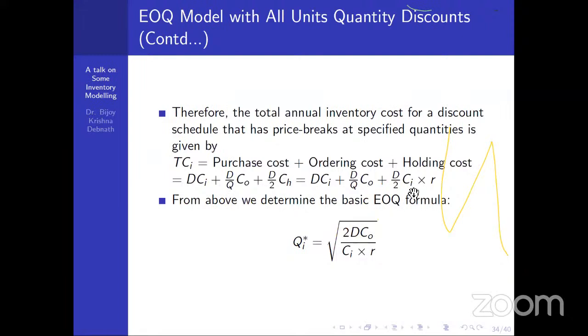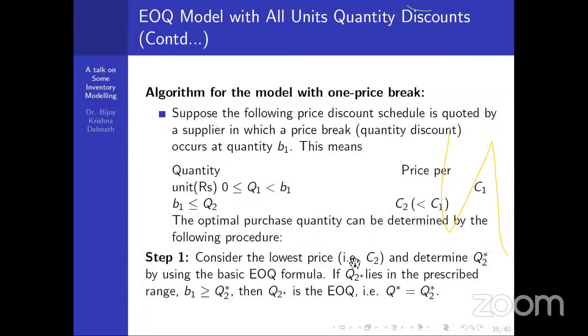Okay, and how do we calculate this Ch? Ch is r times, that means some percentage of the purchasing cost, that is Ci. Some percentage, like 20% of the purchasing cost of ₹20. So from this we can calculate this Q star by using the first derivative equal to 0. So this is Q star equal to root under twice C naught D by Ci into r.